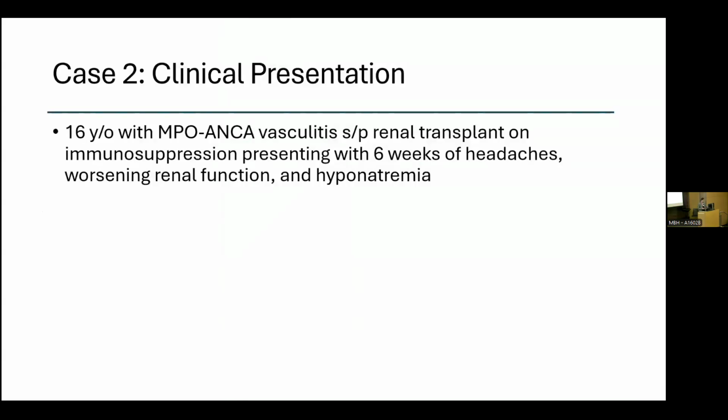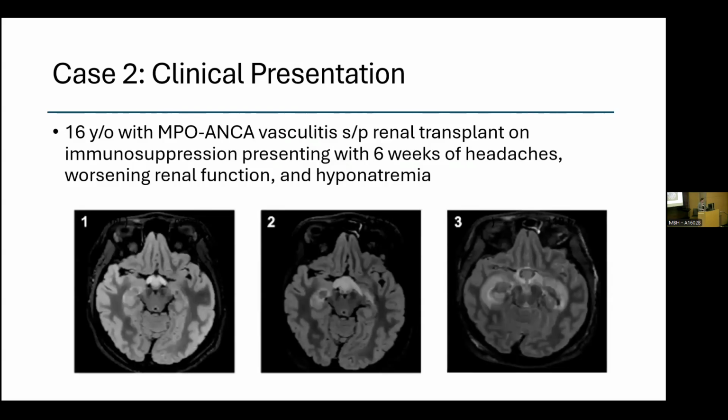So this is a 16-year-old with MPO ANCA vasculitis. She had a renal transplant, was on immunosuppression, and she was presenting with 6 weeks of headaches, worsening renal function, and hyponatremia. So not worried about this kid? Worried, yeah, we were worried too. Her MRI demonstrated hypothalamic, pituitary, and optic chiasm involvement. And so again, given her history of autoimmunity and immunosuppression, we were pretty concerned.